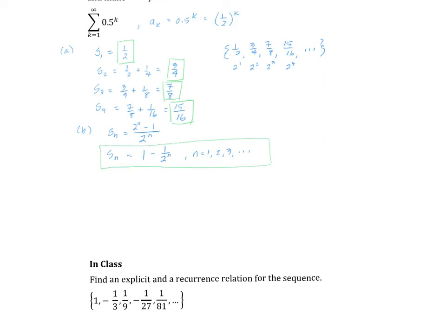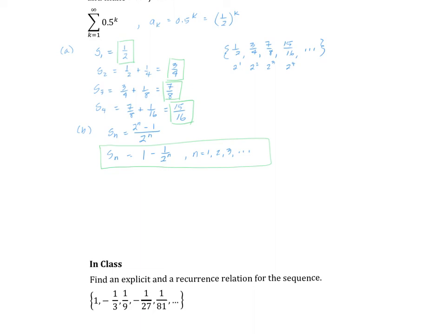All right, so when I look at my terms, it appears that they're approaching 1. Since the numerator is always 1 less than the denominator, the numerator will never get larger than the denominator. And the denominator just keeps growing and growing and growing.